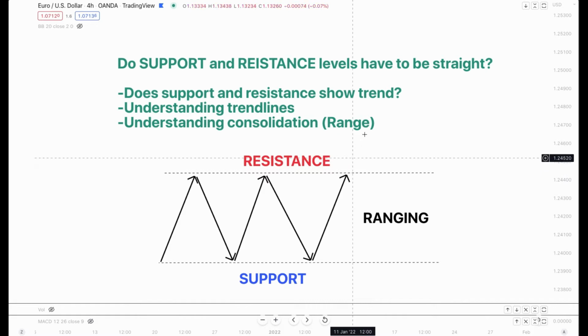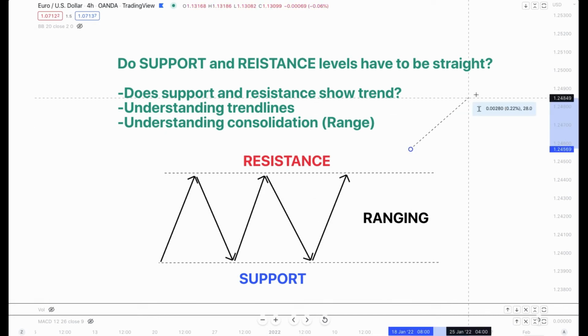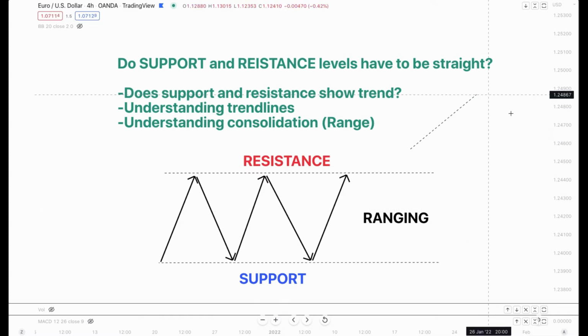They can be at an angle. Support and resistance can travel whichever way it wants. It doesn't have to be a horizontal line like this. It can go like this also at about a 45-degree angle, up or down, and we're going to see that right now.